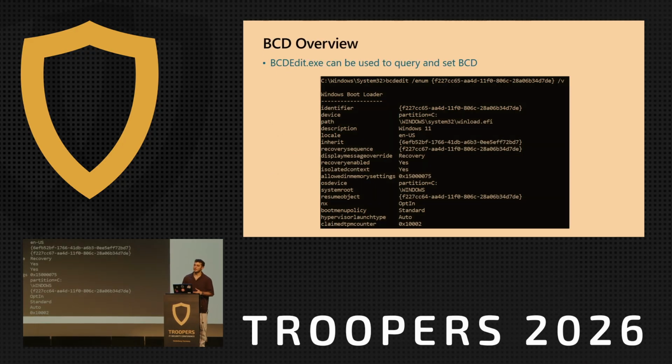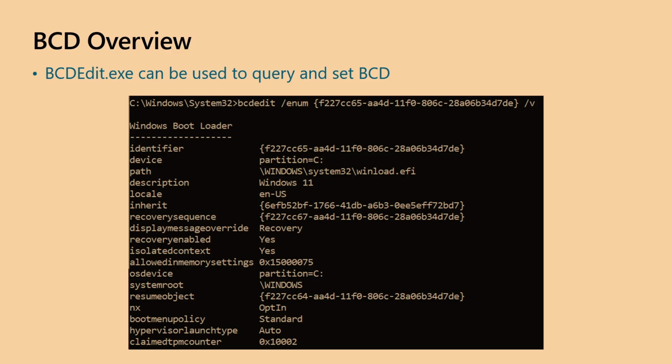On the monitor, you can see a screenshot of a BCD object layout. On the left side are the element names, and on the right side are the element values. For example, the first element is an identifier, and it is of type GUID, and as you can see, the value of it is a GUID. Then you have a device element with the value of partition equals C. Under the hood, this is a device structure. And then you have some others, for example, locale is a string, description is a string, path is a string, and so on.